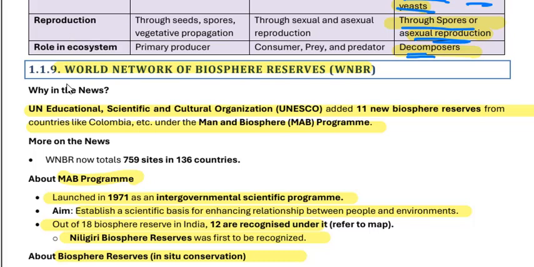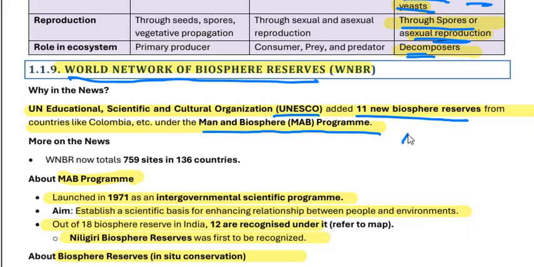See, next is about the world network of Biosphere Reserves. The UN Educational, Scientific and Cultural Organization, that is UNESCO, added 11 new Biosphere Reserves from countries such as Cambodia, etc., under the Man and Biosphere program. This is the MAB program, Man and Biosphere program. India actually has 18 biosphere reserves, but not all come under the MAB. Only 12 are recognized under it. So let's see in detail.